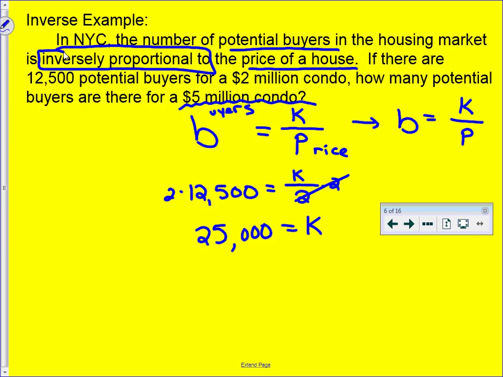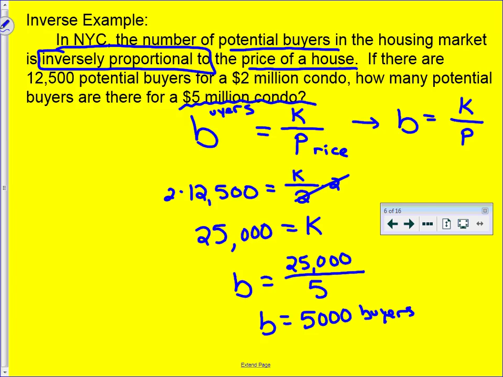So what I have to do now is plug in, in this case, my B is the answer I'm looking for. I plug in my constant that I have, my 25,000, all divided by my amount of dollars going for the condo, the $5 million. When I divide these two out, I get my answer to be 5,000 total buyers that would be able to fit this price point. So not only did we write the equation, we found our constant, and then we plug that constant back in for our inverse variation.